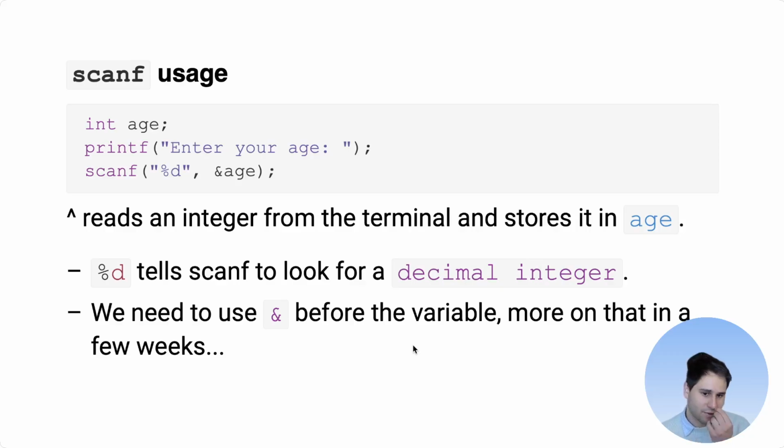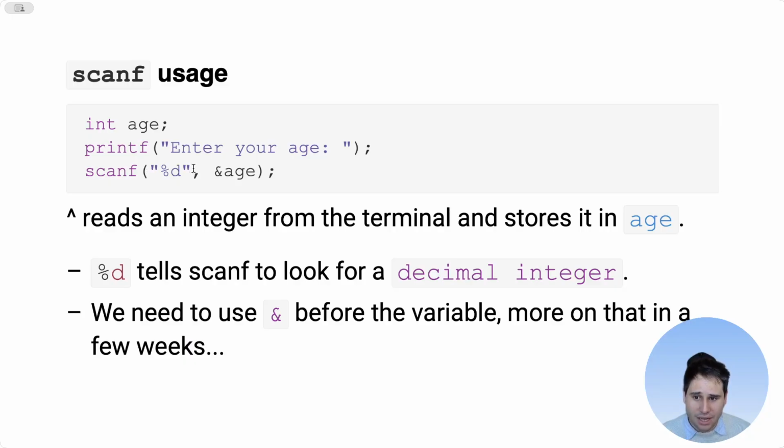So here's a really small example for scanning in an age, an integer. We have to have a variable set up that can store an integer, and we're calling it age. We prompt the user for what we want them to enter. In this case, we're just saying enter your age. And then we have scanf, okay?